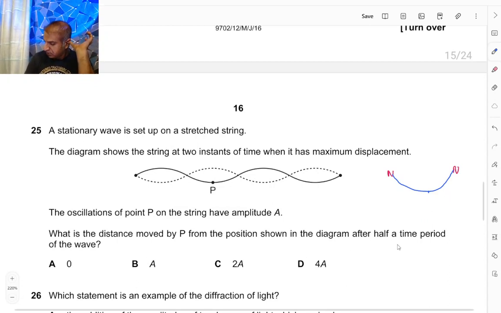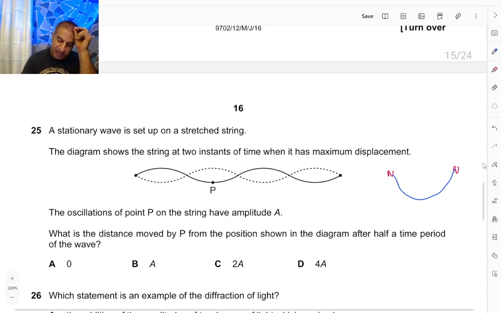So let's see. After one time period, what is going to happen is that it is just going to move like this. One time period, quarter time period, half time period, 3/4 time period, and eventually one time period. So it will just come back.